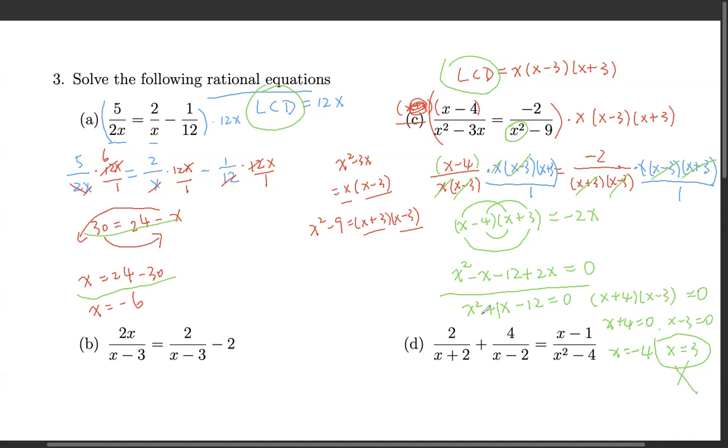3 can't be a solution, but negative 4 will be a solution. So we only have one solution, x equals negative 4. And this one, you may check also, negative 6. Yes, negative 6 works, because as long as the denominator is not 0, we're fine. We can never have the denominator be 0. That's just illegal in mathematics.